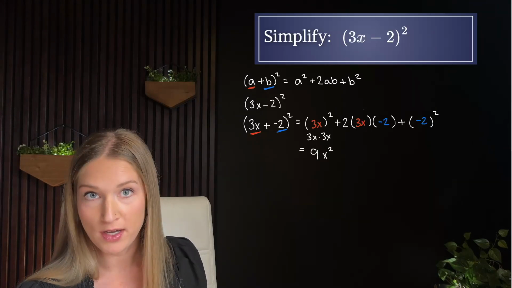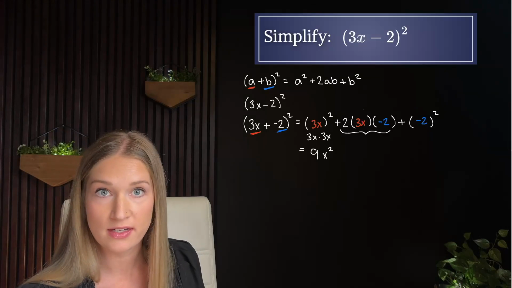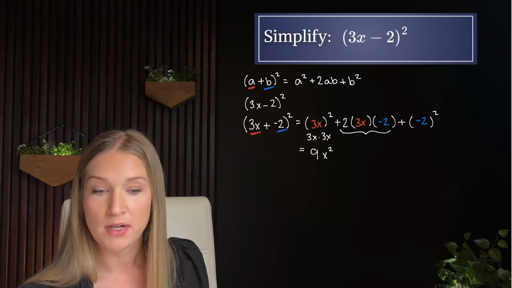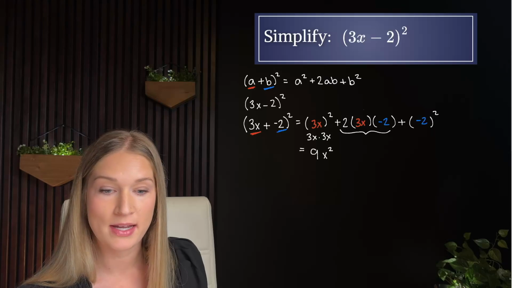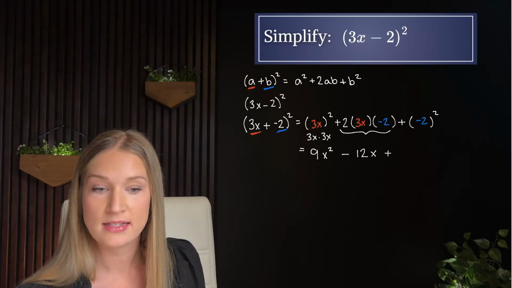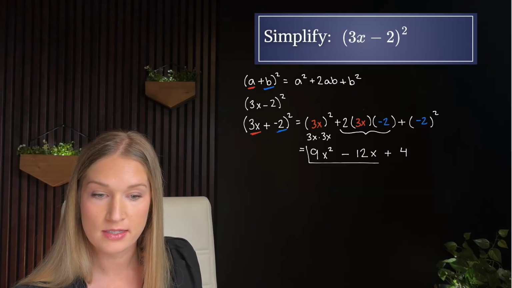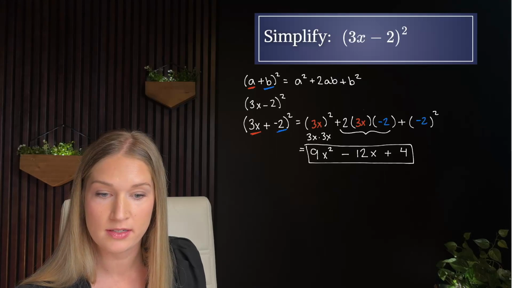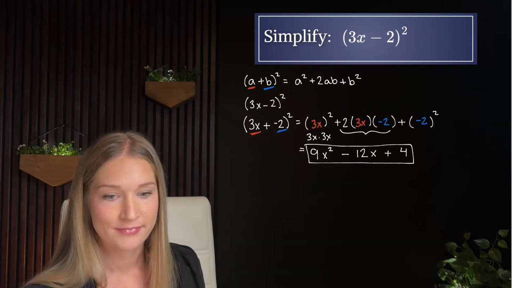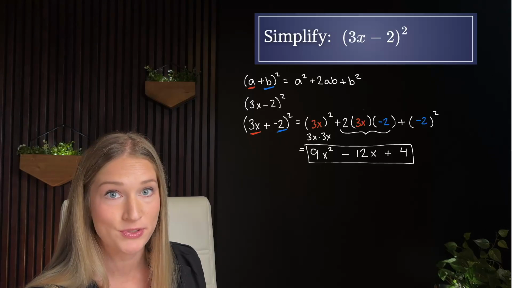And then I'll move on to the second term where I multiply all of the integers here, 2, 3, and negative 2. When I multiply the 2, the 3, and the negative 2, I get negative 12x plus, and negative 2 times negative 2 is positive 4. So this is the expression simplified. And that's it. If you prefer to use FOIL or just distribute, you can totally do that, but this rule definitely does come in handy.